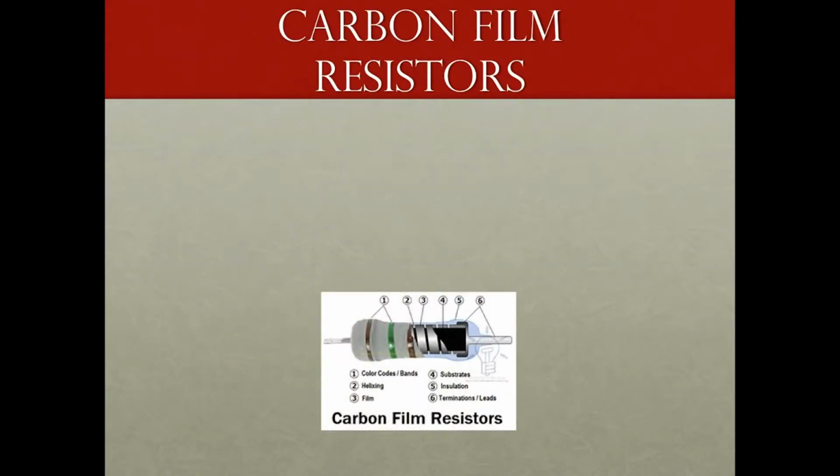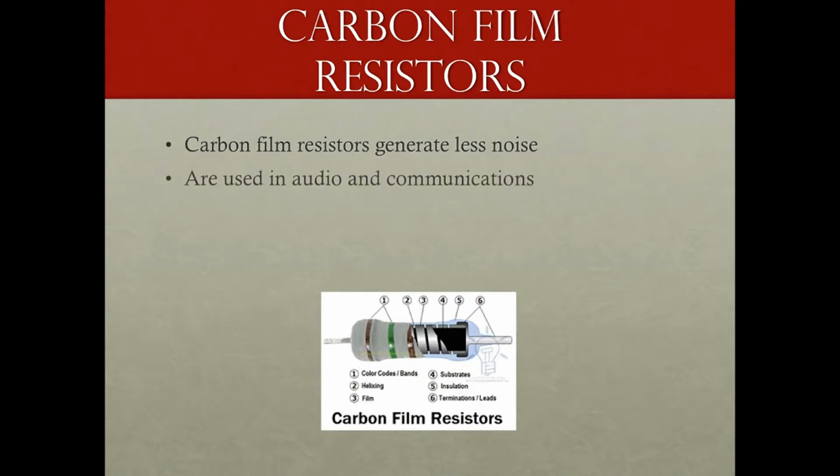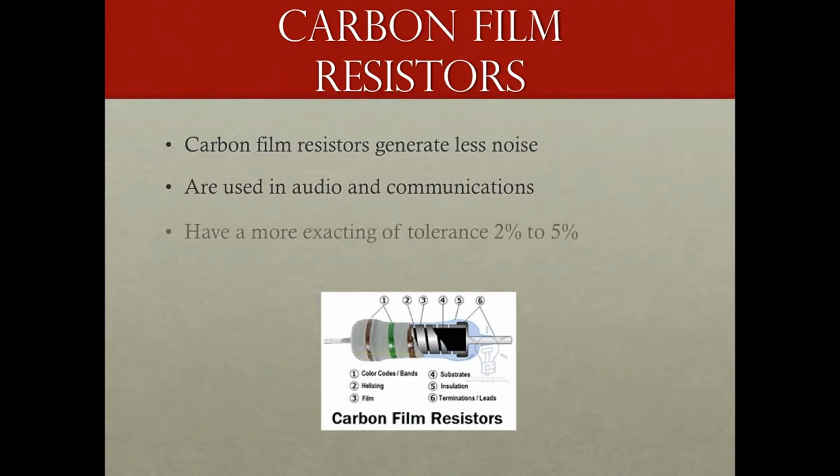Now, carbon film resistors are different. They have less noise, and that's why they're used, and they're used a lot in the audio and communications industry. They have a more exacting tolerance on them from 2 to 5%.